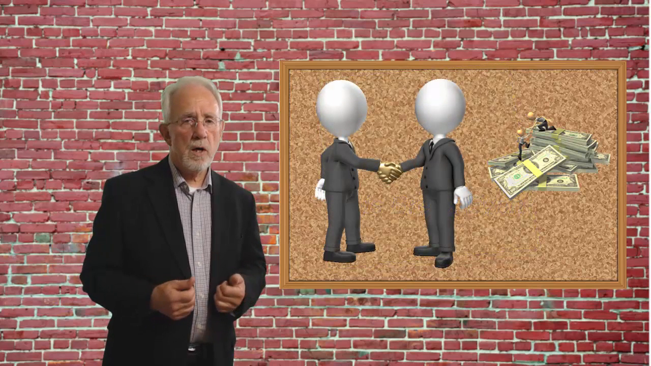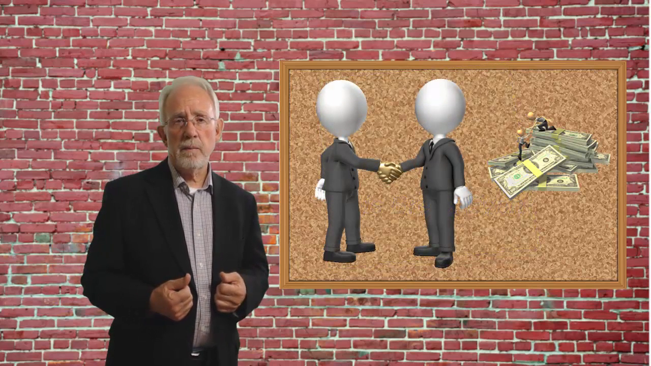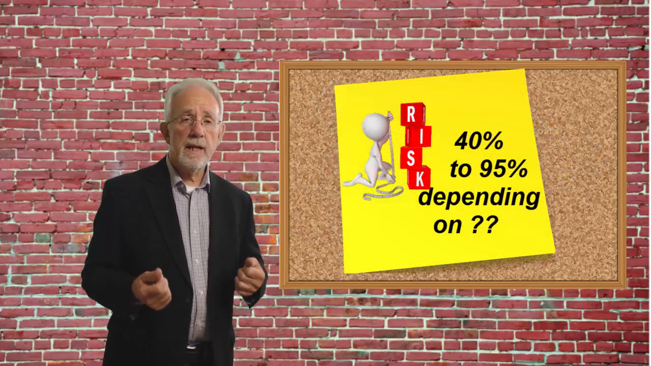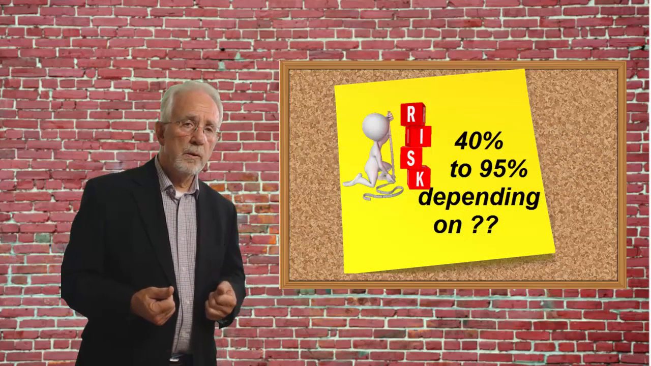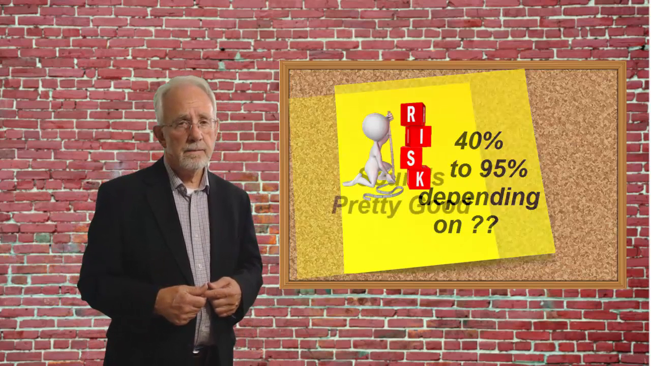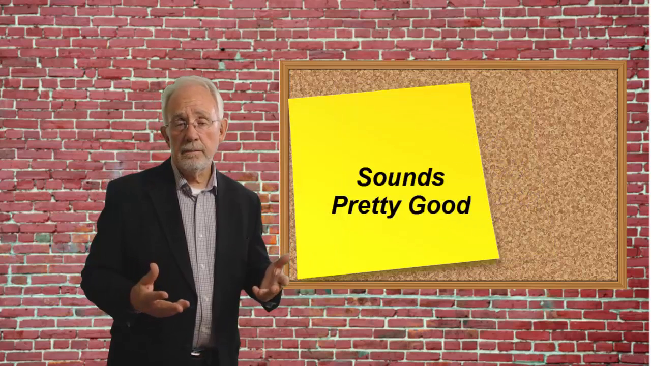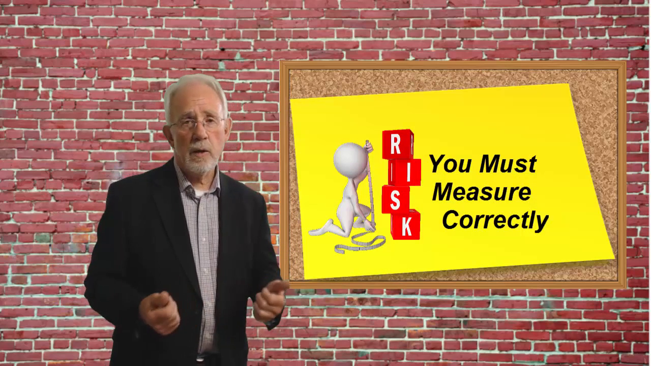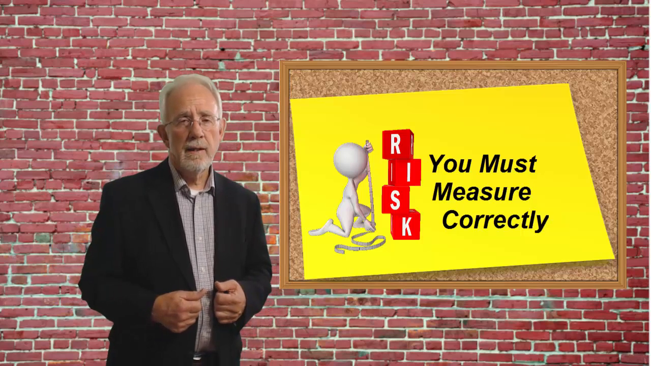Remember, the lender is your partner, and they can have a substantial amount in the investment. Lenders can have anywhere from 40 to 95% depending on the borrower. Then also depending on the property and the bank guidelines. Now, all this sounds pretty good, but the key is if you measured correctly, because NOI has to be true.